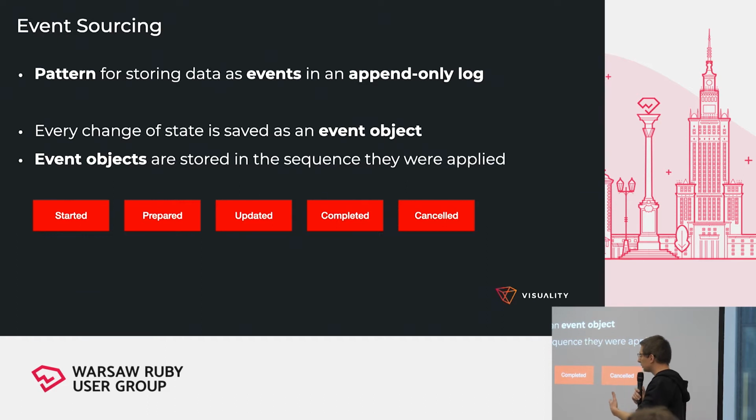So every change of state of our application is saved as an event object. Those events are stored in sequence. That's one of the most important things. So when an event happens, it's appended to a log. It's never changed. It's never removed. It's never adjusted. It's always appended. It's like the real world. You cannot change the past. You can only add additional events.